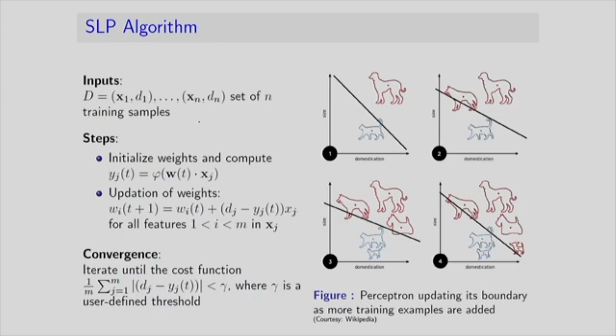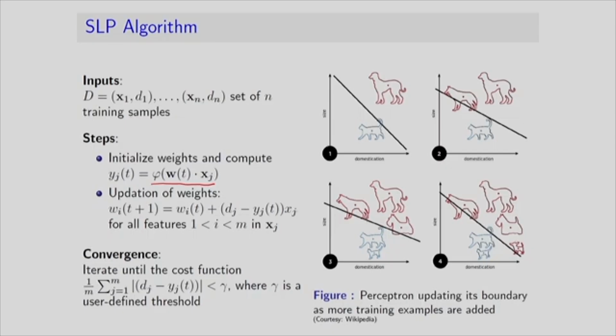Corresponding to x1, the desired output is d1. Corresponding to x2, the desired output is d2. Like this, I have the training samples. So during the training, first I have to randomly initialize the weights, and after this we have to compute y, the output. That is nothing but W transpose dot xj. The input is multiplied with the weights, and we are considering the activation function. The activation function is phi.